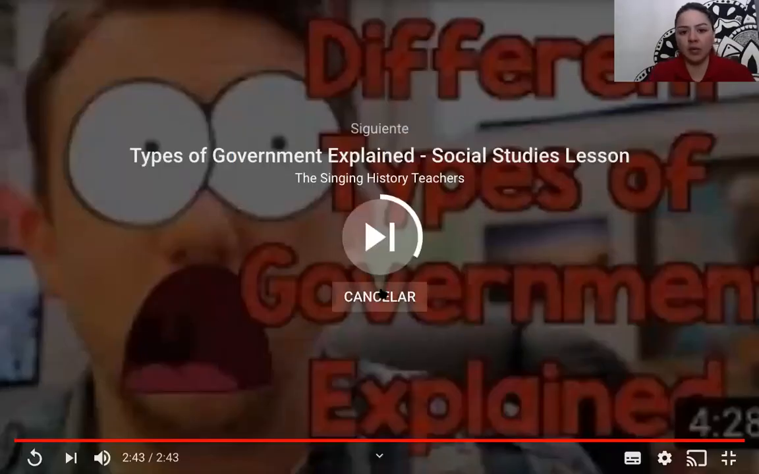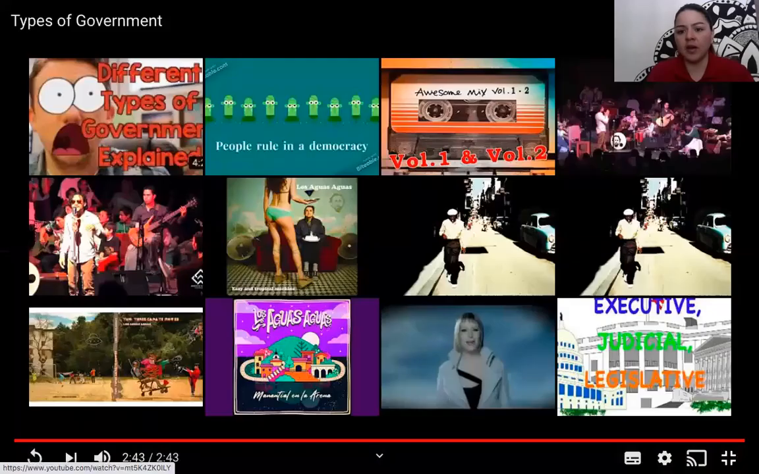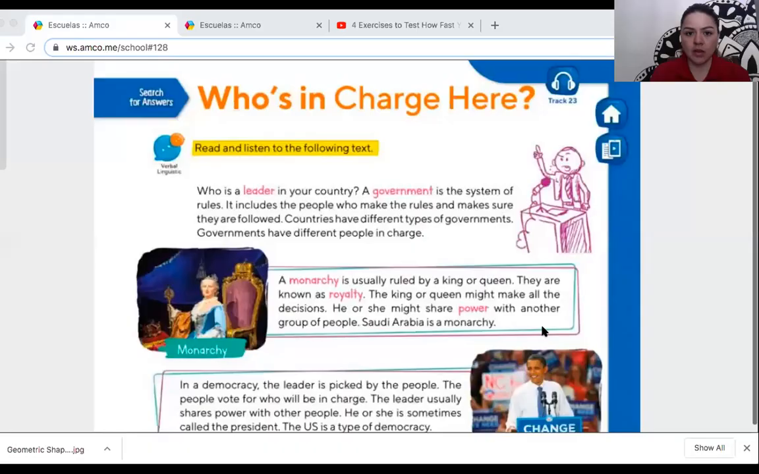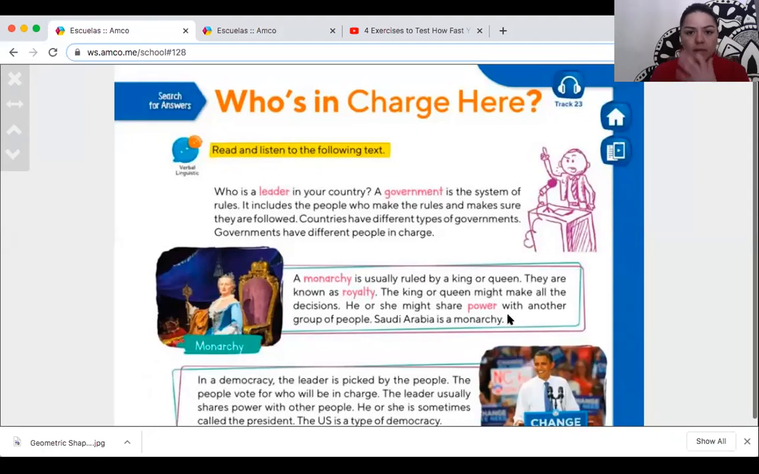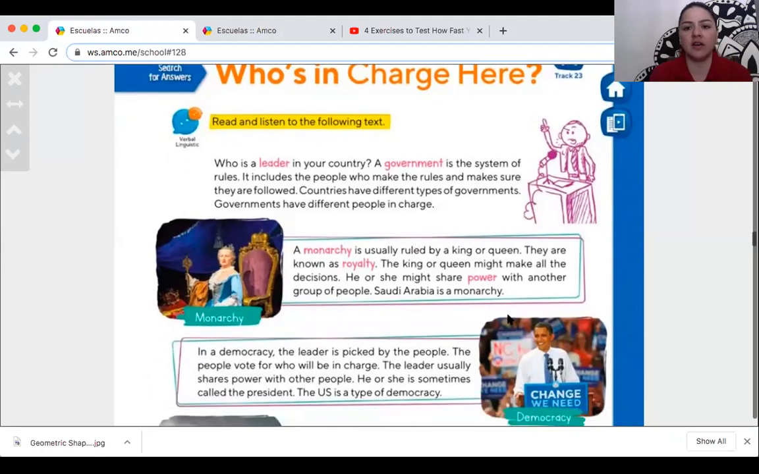Okay, there you go. Those are the types of government that we have in our world. And let's go to page 105 so this information gets more clear and we can read it. There you go. Okay. Says, who's in charge here?